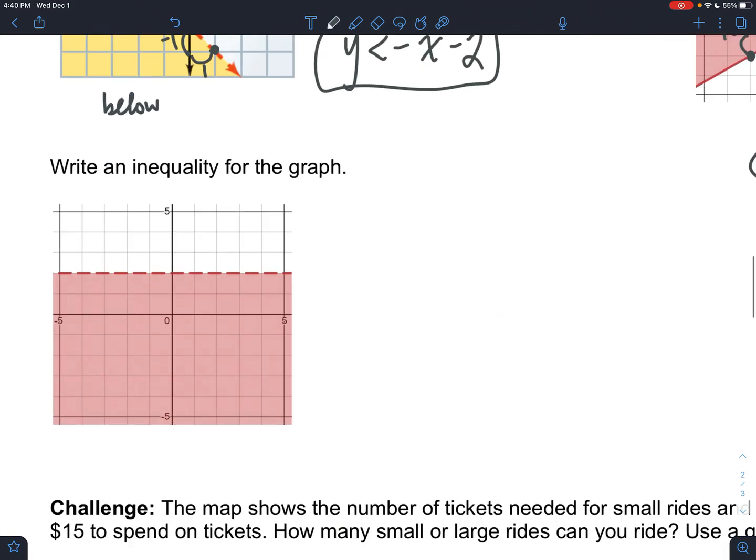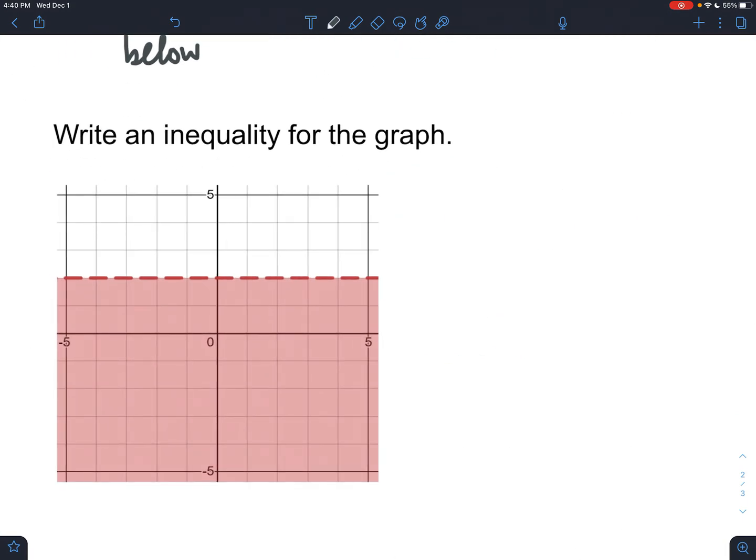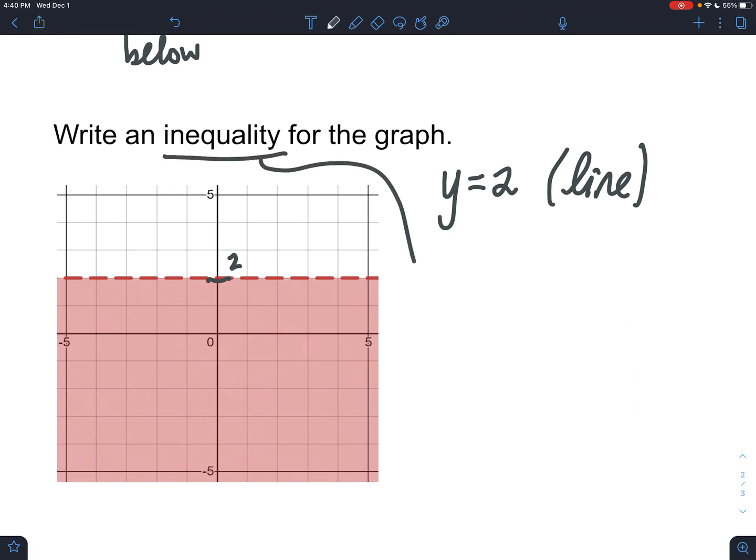Okay, see how this works a little bit? It's not a bunch new. This one, it's a real fast one if you know what's up, because this is at 2. And it's a 0 slope line. It's horizontal. And those are y equals lines. So this is y equals 2 is the line.